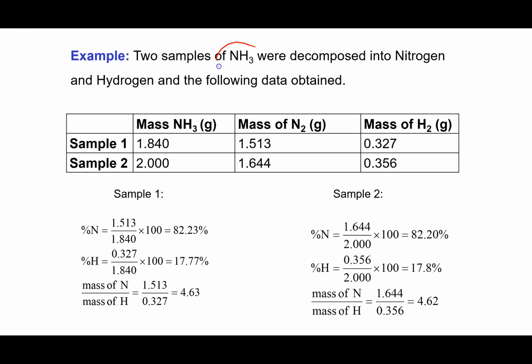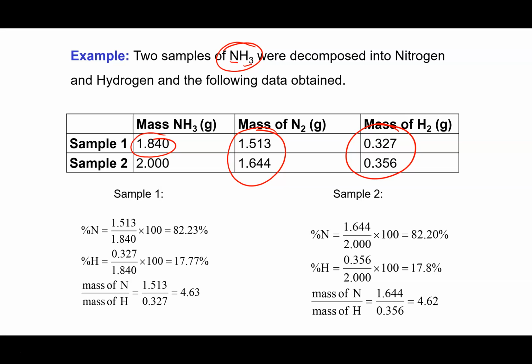So you can take two different samples of something like ammonia, break it down into the two types of atoms that are present there, nitrogen and hydrogen, and you can measure the relative proportions of those two types of atoms. So we've done it here for two different samples of ammonia. One has a mass slightly lower than the other.